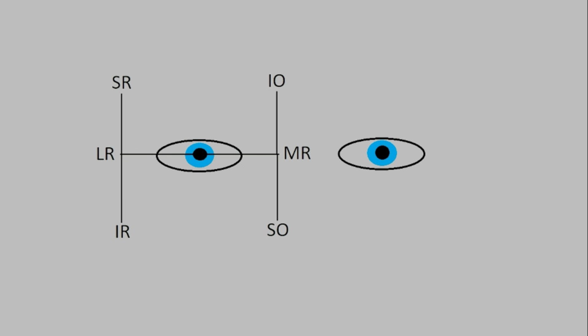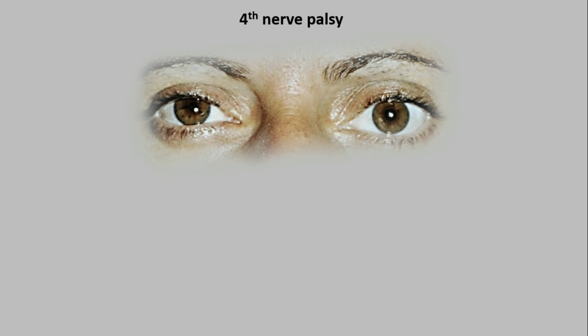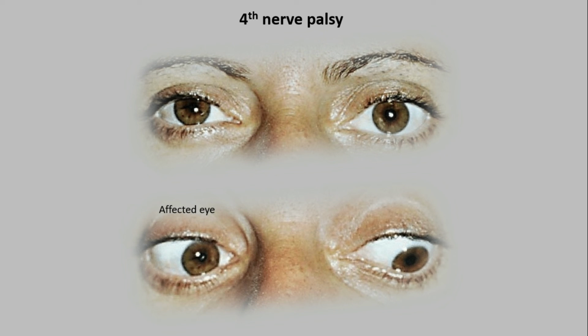That is why, in fourth nerve palsy, apparently both eyes appear normal. But when patient is asked to follow the command, affected eye cannot look down and in, because of superior oblique paralysis.